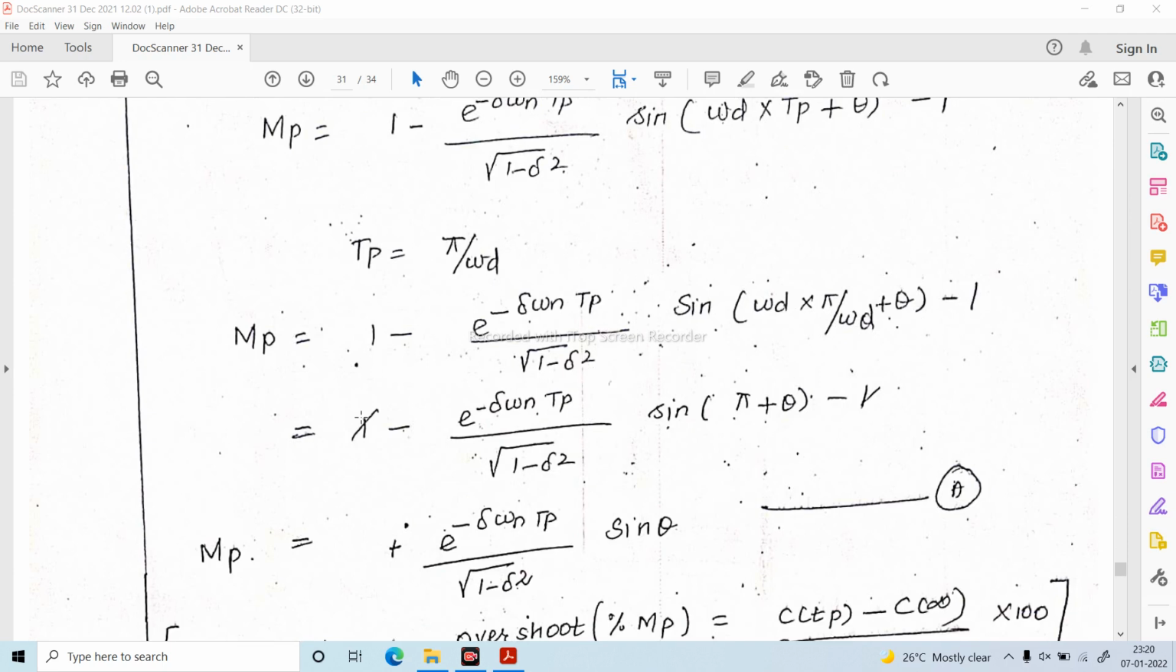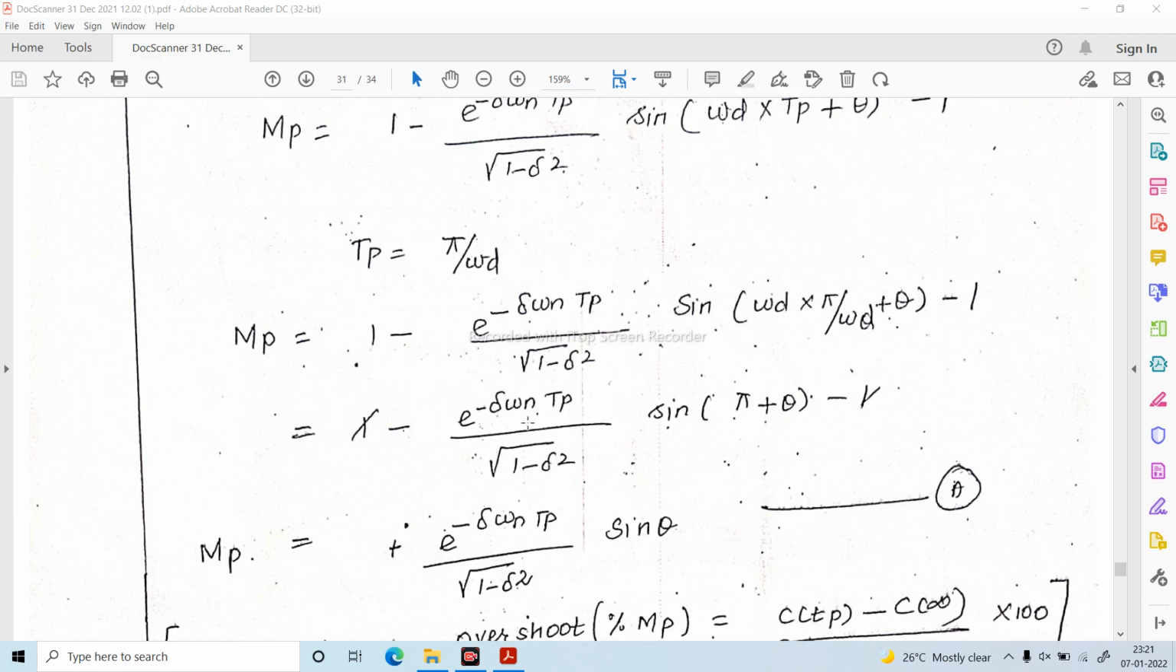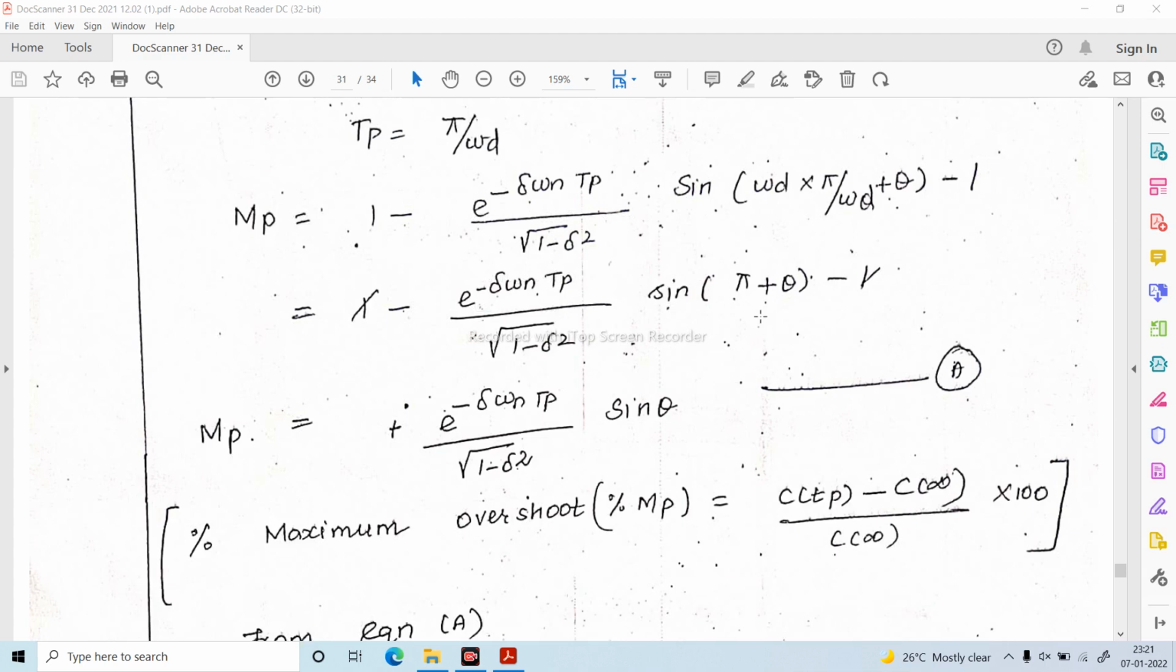So you have to substitute the value pi by omega d here. So 1 and this 1 get cancelled and we'll get e power minus delta omega n tp divided by square root of 1 minus delta square into sine of pi plus theta. What is sine 180 plus theta? Sine 180 plus theta is equal to minus sine theta. So that minus and the already existing minus both get cancelled. So Mp equals e power minus delta omega n tp divided by square root of 1 minus delta square into sine theta.